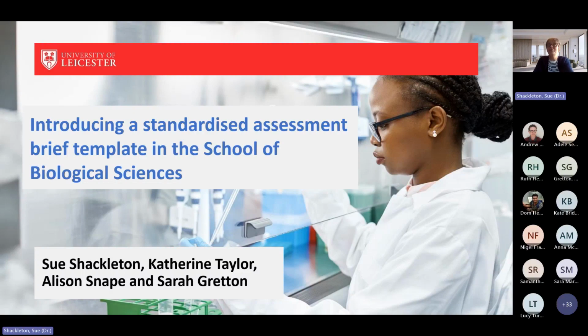So this comes from the fact that within biological sciences at Leicester, we didn't have a standardized assessment brief. Each module convener or assessment setter was generating their own, and including whatever they felt was necessary or not within their assessment brief. And so students understandably were not necessarily always getting quite the information that they needed in a consistent way. So this is why we went about introducing a standardised assessment brief.